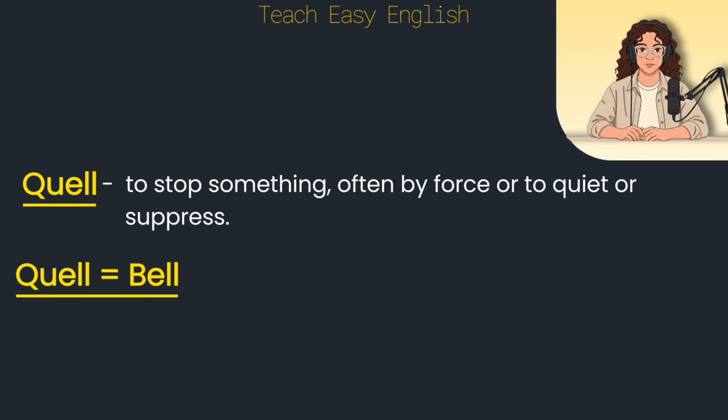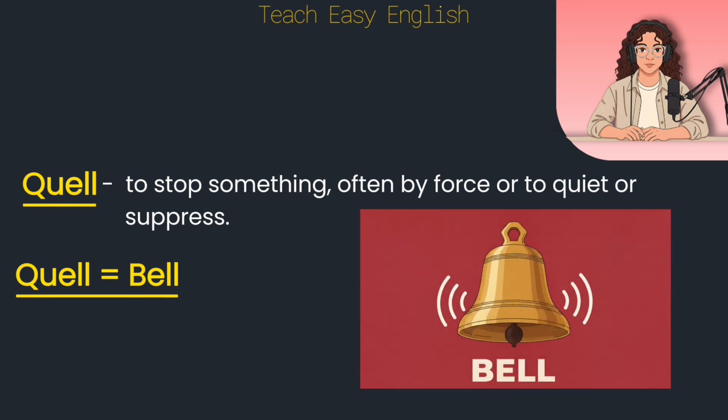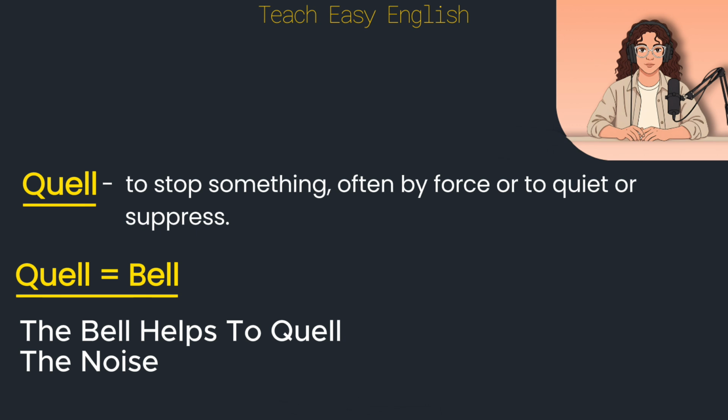Next, our job is to link this image directly to the meaning of the word we want to learn. Again, the meaning is to stop or suppress. That's the main idea. So we can picture a huge crowd of people loudly protesting, but a giant bell starts ringing so loudly that it immediately makes everyone stop talking and quiet down. The bell helps to quell the noise. The sound of the bell will quell the loud crowd.